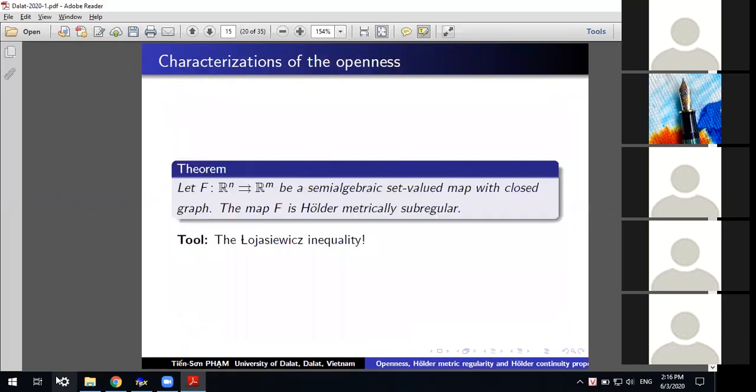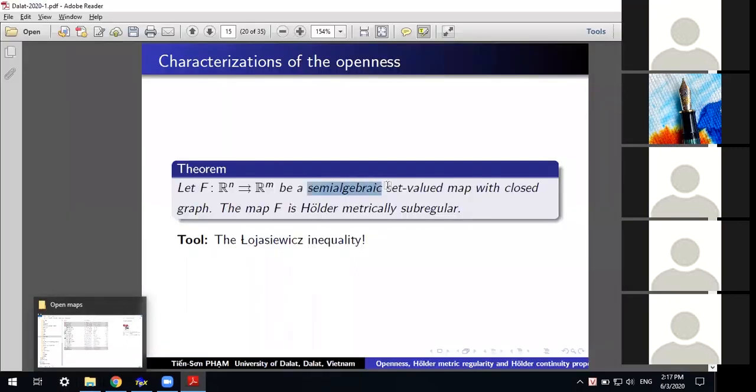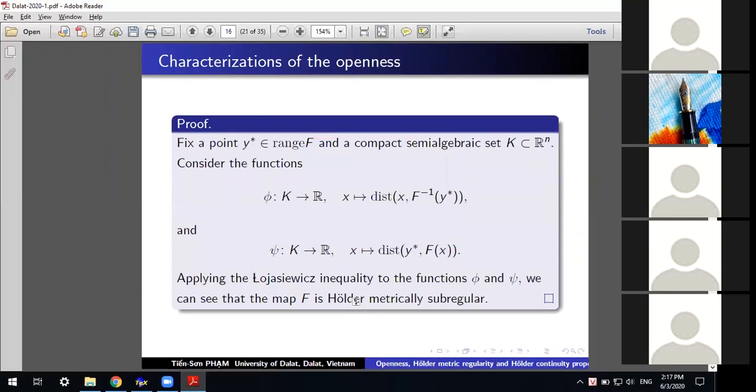Okay, so the first theorem. Let F be a semi-algebraic set-valued map such that the graph of F is closed. Then F is Hölder metrically subregular. This assumption is very weak, almost without assumption. In order to prove this theorem, I use the Łojasiewicz inequality, and it's very easy. So I present the proof here.